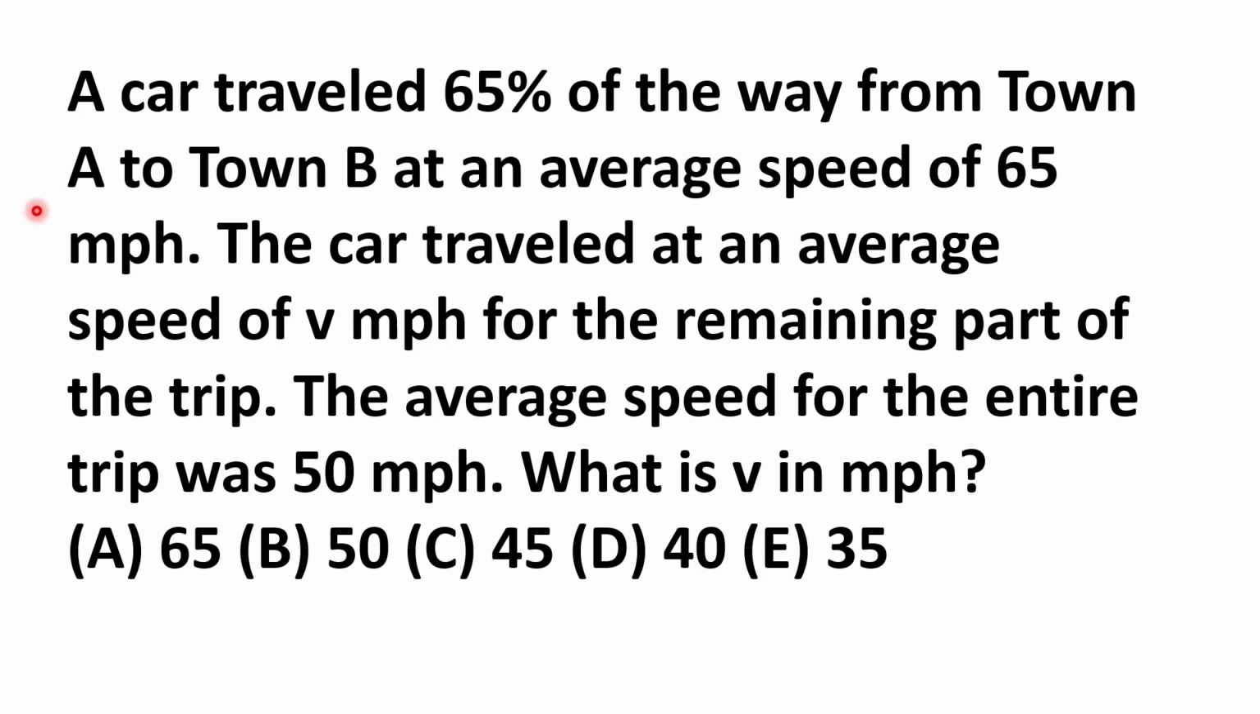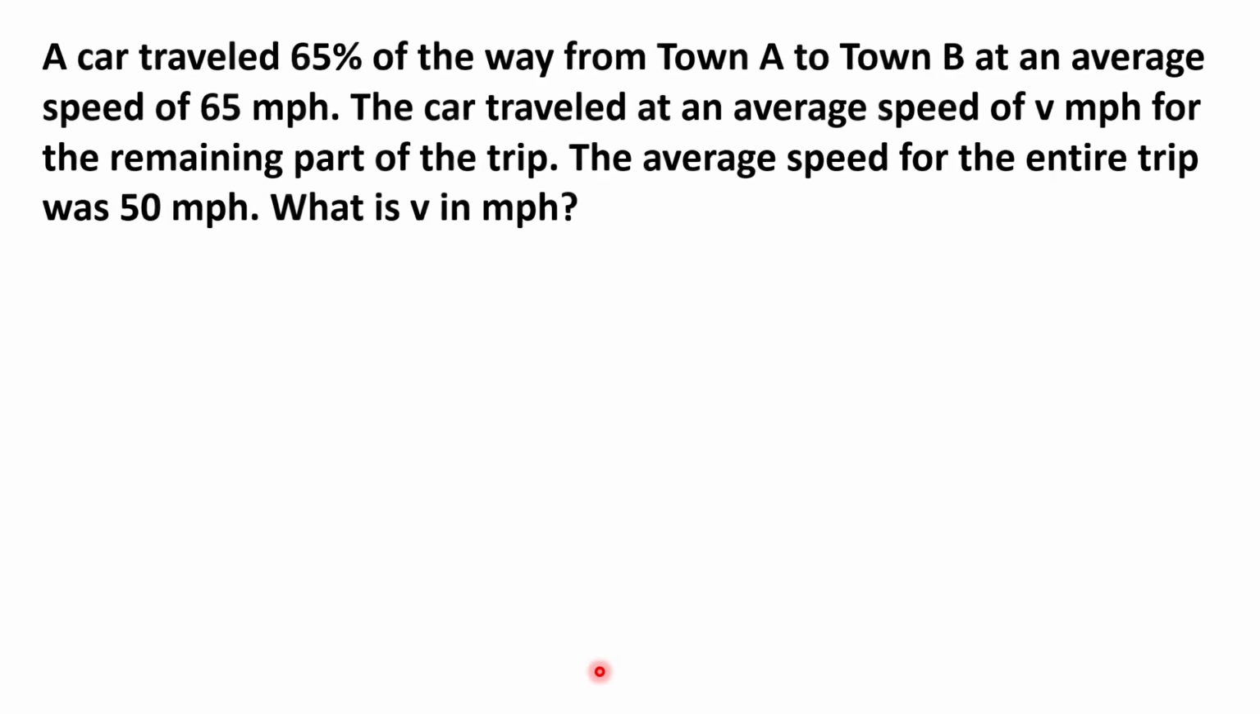So let's start. A car traveled 65% of the way from town A to town B at an average speed of 65 miles per hour. The car traveled at an average speed of V miles per hour for the remaining part of the trip. The average speed for the entire trip was 50 miles per hour. What is V in miles per hour? The options given are 65, 50, 45, 40 and 35. So let's start the solution of this question.